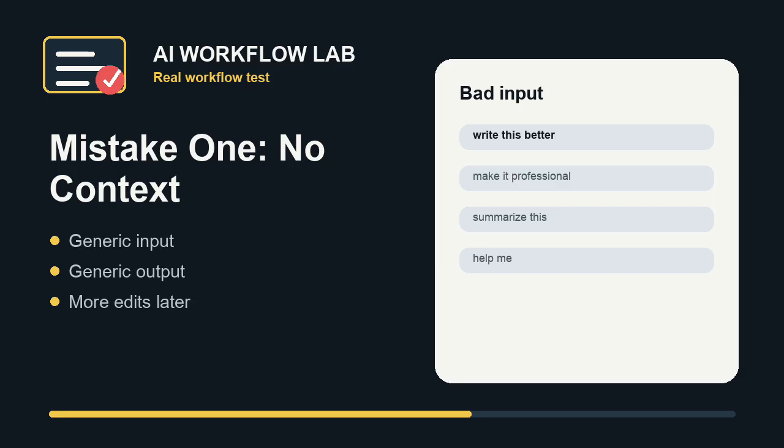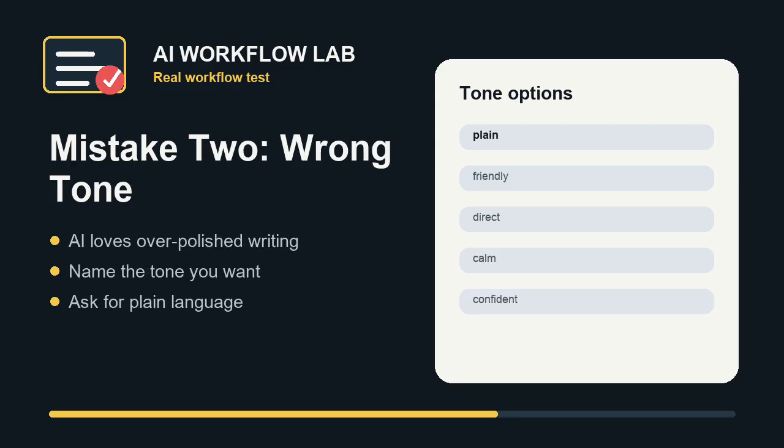Mistake 2 is ignoring tone. If you do not name the tone, AI often becomes overpolished. For work, plain and clear usually beats impressive. Try words like calm, direct, friendly, concise, and confident. You can also say, do not use corporate jargon.